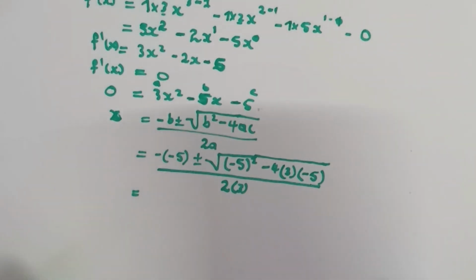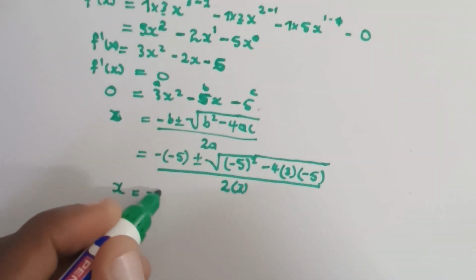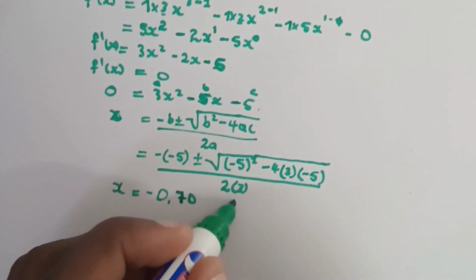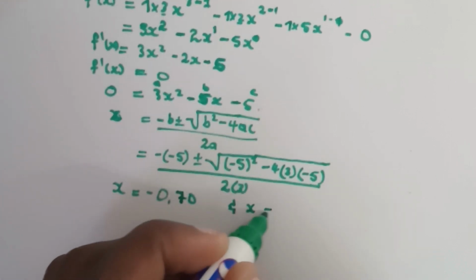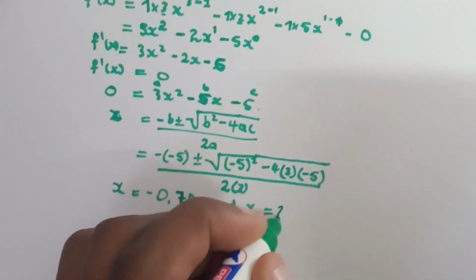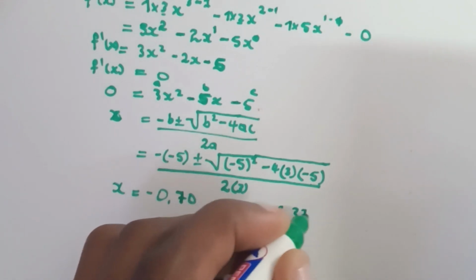Right now, the x values that I get are x is equal to negative 0.70, and then x is equal to 2.37.